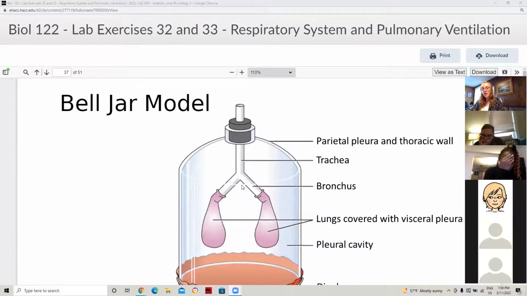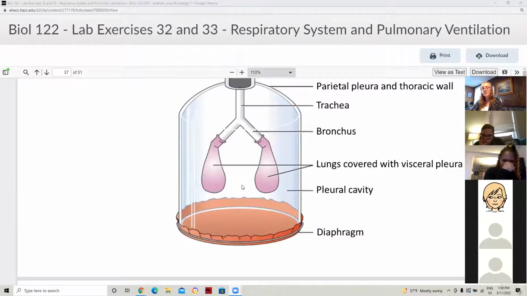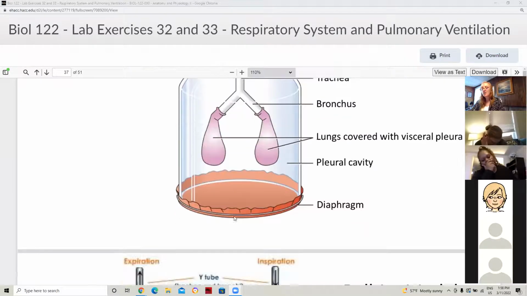So the bellows jar model, this is something they frequently use to show the parietal pleura and thoracic wall, trachea. Here's your pleural cavity, here's your lungs. Lungs are covered with visceral pleura. This is under a negative pressure. Here's your diaphragm. So there is a pleural cavity, but the whole area is under negative pressure.